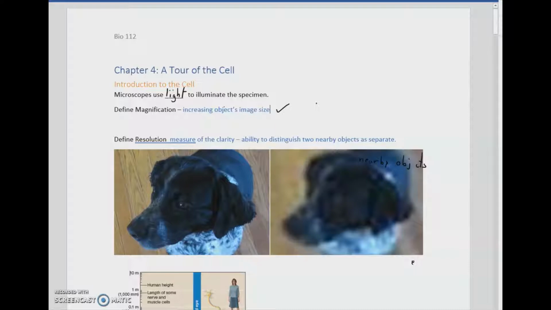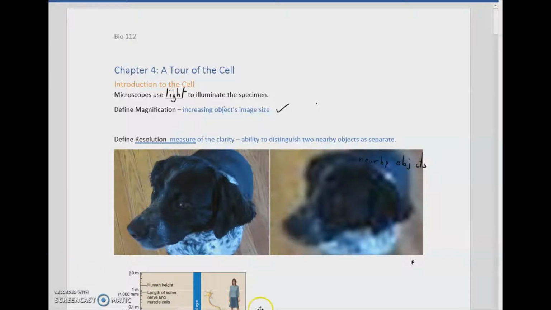Resolution is a measure of the clarity, the ability to distinguish two nearby objects as separate. So on the left side here, we have the image of a dog with good resolution. And on the right side, we have a very blurry dog. The dogs are the same size, so they have the same magnification, but the resolution is much better on the left side. And as you can see, magnification without resolution doesn't do us a whole lot of good.